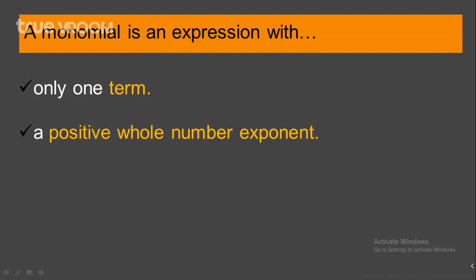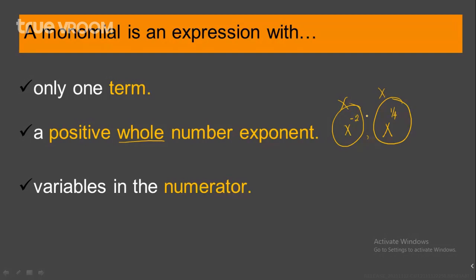Also, a positive whole number exponent. If we have the variable, for example, x, the exponent should be a whole number, meaning it should not be a negative number, it should not be a fraction. It should be a whole number, a positive counting number. And then the variables should be in the numerator. So ab over 3: a and b are in the numerator, not in the denominator. If you have 4x over y, this is not a monomial. The variable should be in the numerator.